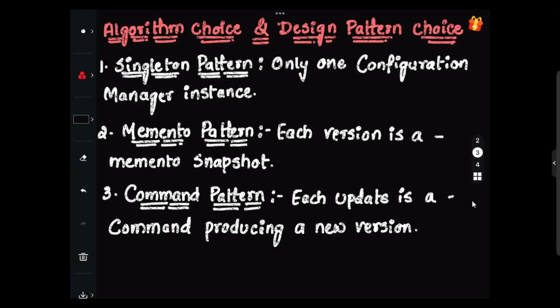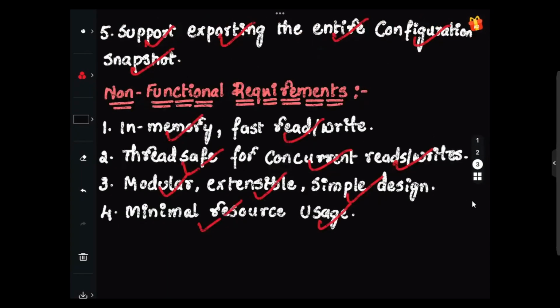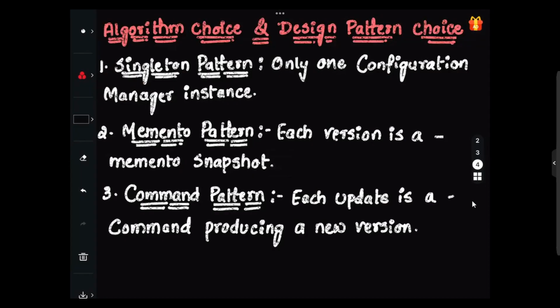So the first thing here would be the design pattern choice. For the design pattern choice, we will be going with a singleton pattern, memento pattern, as well as the command pattern. Singleton pattern, they have asked us to go with the singleton itself. So only one configuration manager instance. We'll be going with only one configuration manager instance, the main class or the base class, right?